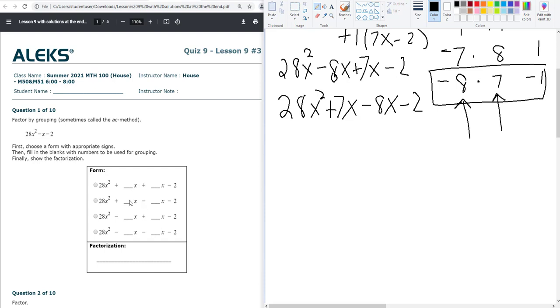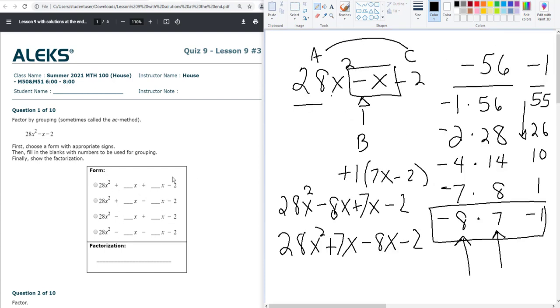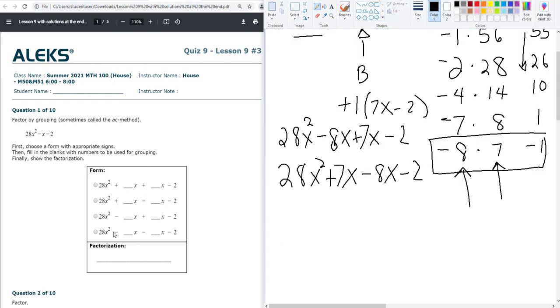Over here, they want you in the first question to find which of these sign combinations would work. The plus and the plus won't work because you've got a minus in here and a minus on the end, so they have to alternate. Plus 7 minus 8 would work, and minus 8x plus 7x would work. So either one of these is a good option.